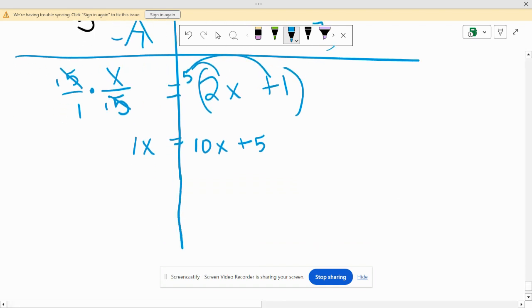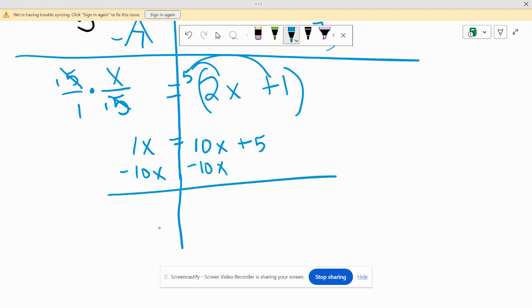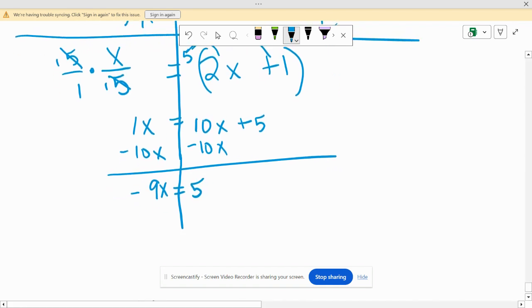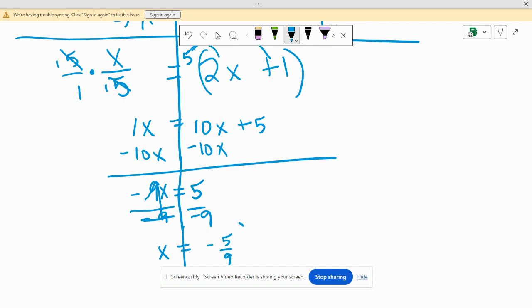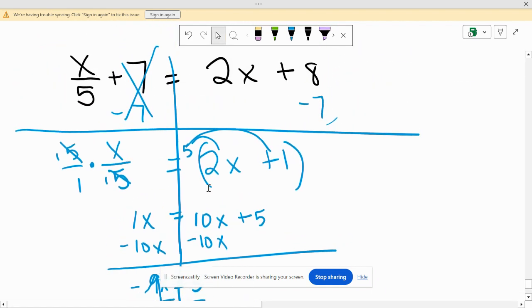Now to get my x's all on one side, I'm going to subtract 10x. 1x minus 10x is negative 9x equals 5. And then I need to divide by negative 9 on both sides. Negative 9 divided by negative 9 is positive 1. So I'm left with 1x, which is just x, equals negative 5 ninths as my answer. I'm going to solve this another way as well.